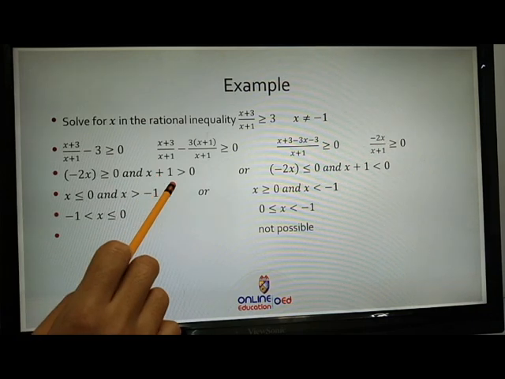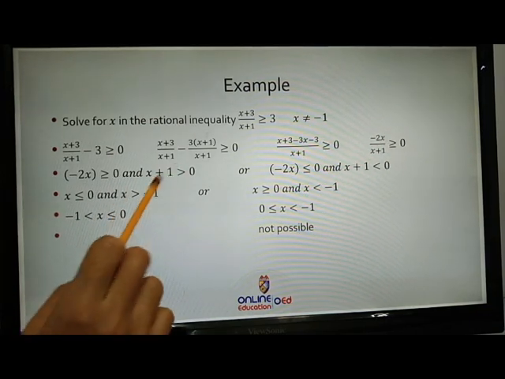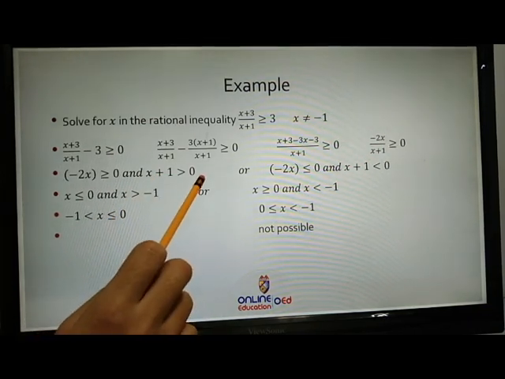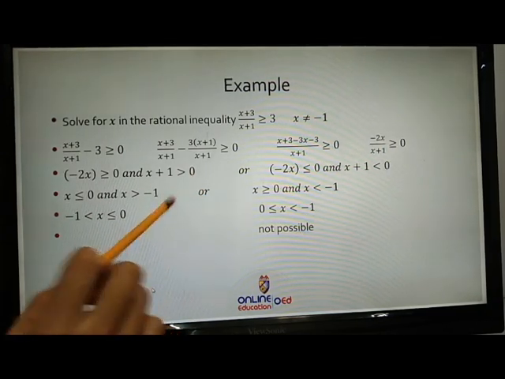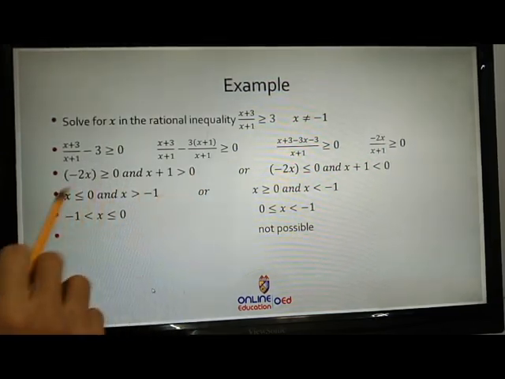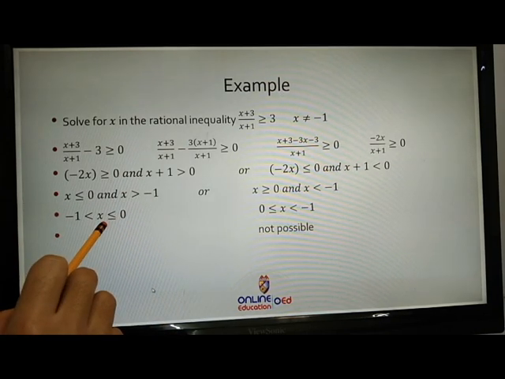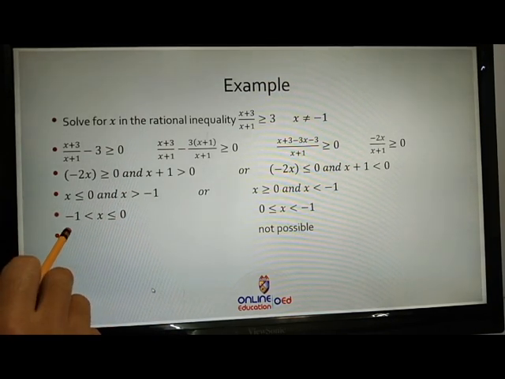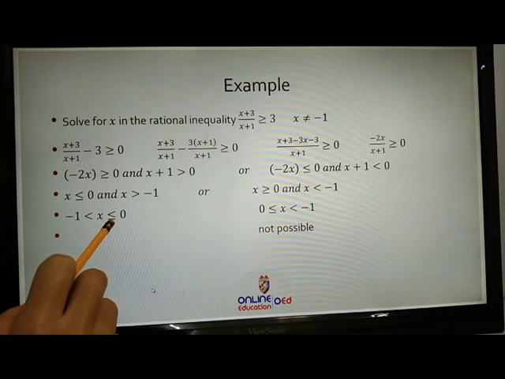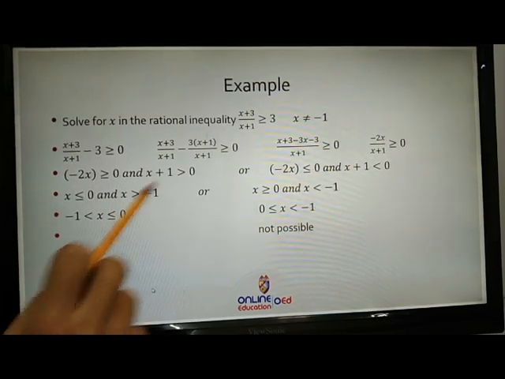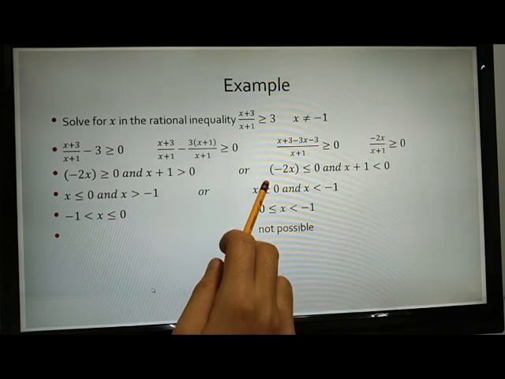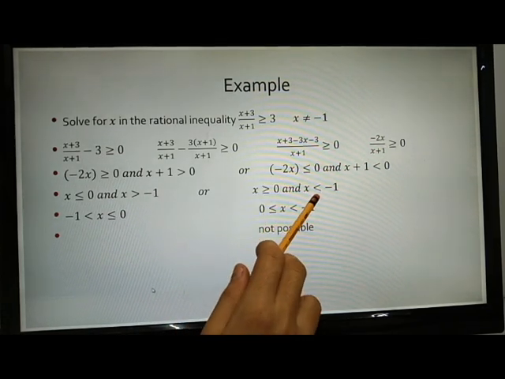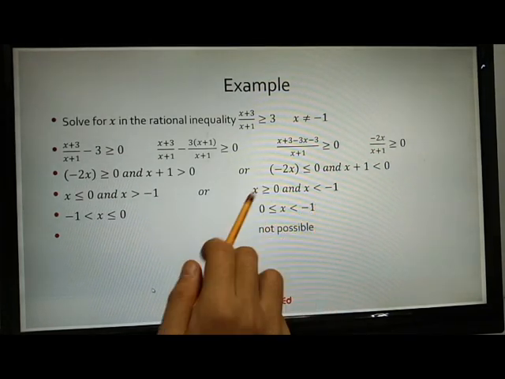Okay, so x plus 1 minus 1 is equal to x. Eliminate na to. And then, both sides, yung negative 1. So, 0 minus 1 is negative 1. Okay, so the result is now, x is greater than negative 1, but less than or equal to 0. Or, we have the same procedure here. X is greater than or equal to 0, and x is less than negative 1.